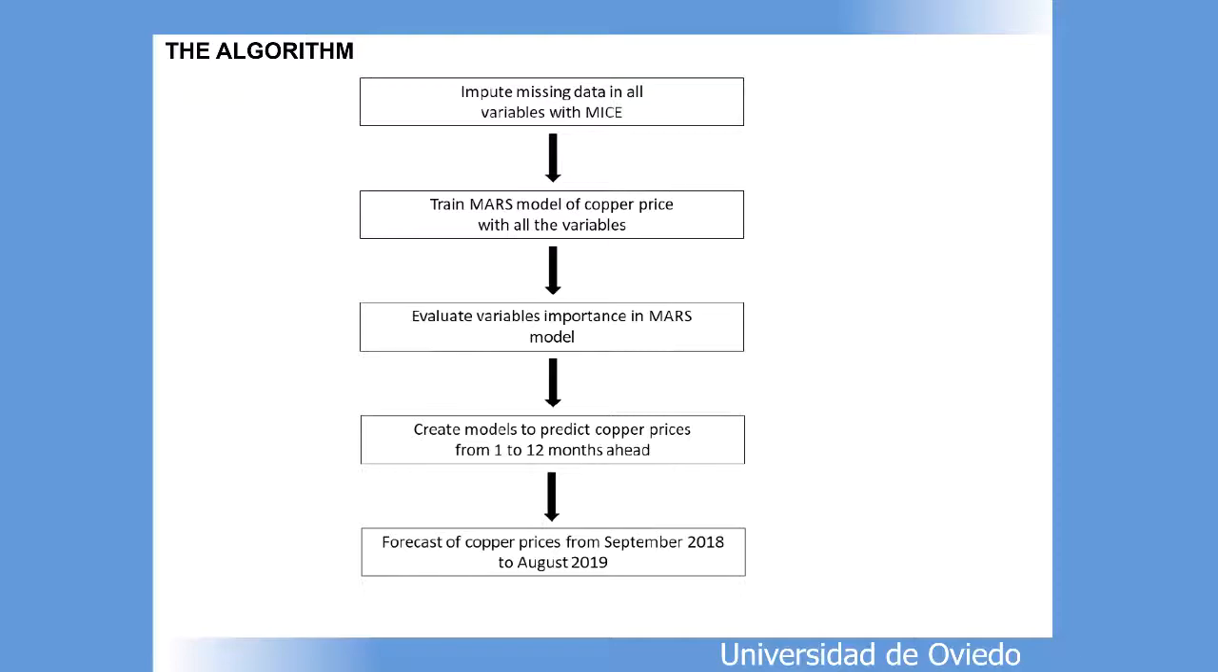Taking into account the results obtained in such model, the importance of variables is analyzed. Those variables that are more important are used in order to create models that are able to predict copper prices in advance from 1 to 12 months ahead. With these models, the forecast of copper prices from September of 2018 to August of 2019 has been performed.